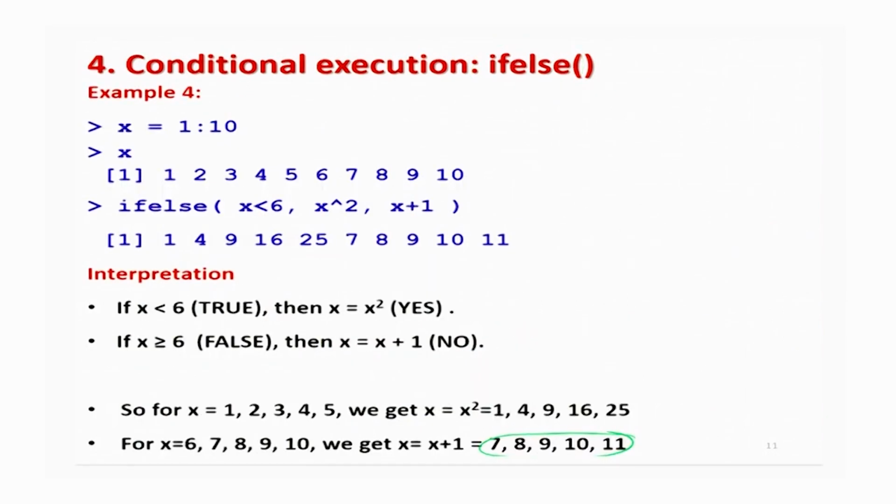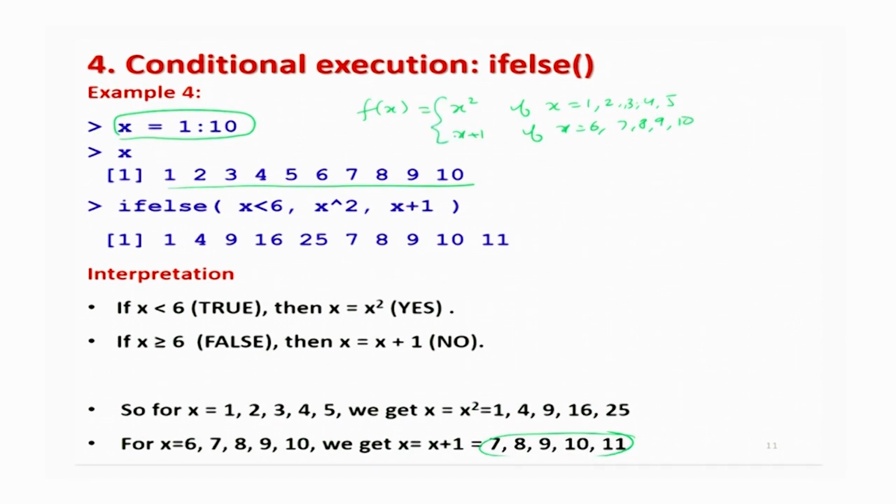So, let me take some example and show you how this actually works, and it will make things very clear. So, let me take a set of numbers x equal to 1 to 10. So, this is the numbers 1, 2, 3, 4, 5, 6, 7, 8, 9, 10. And now, what I want is something like this: f(x) is equal to x square if x is equal to 1, 2 up to 5, and it is going to be x plus 1 if x is equal to 6, 7, 8, 9 and 10, like this. So, this is the function that we want to evaluate.